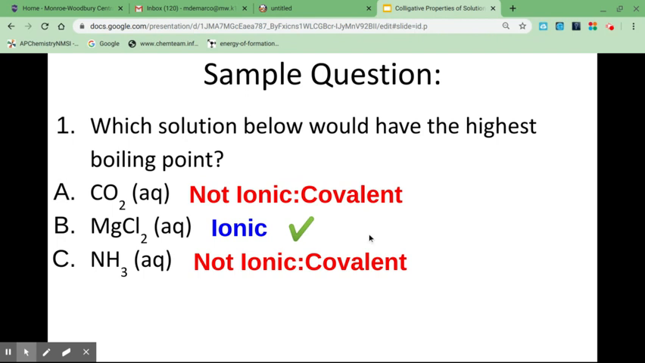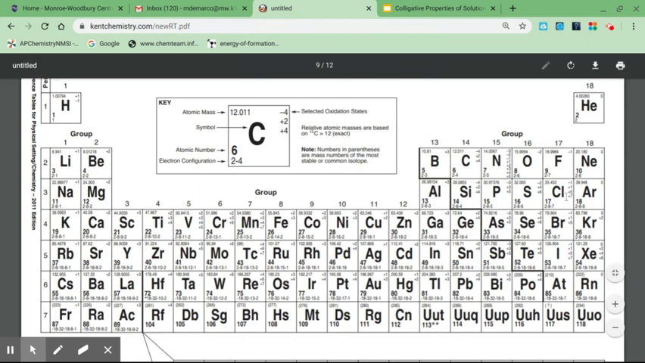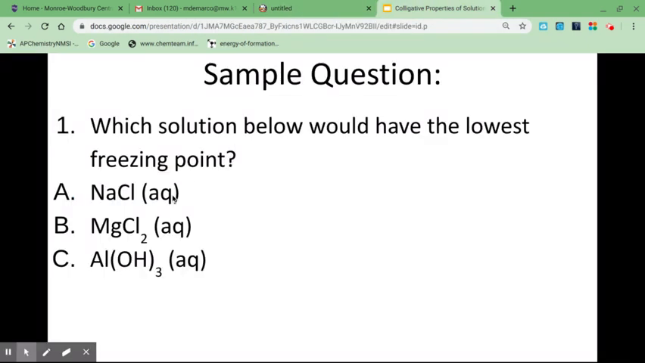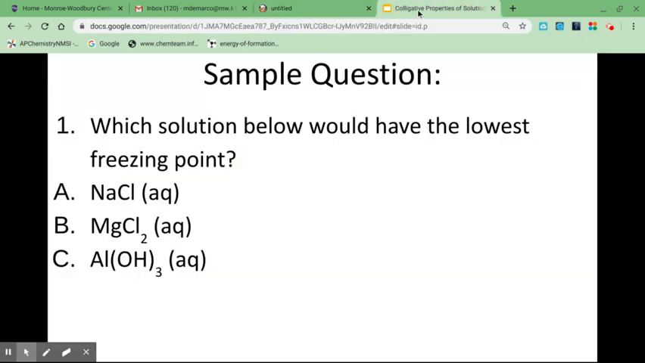Let's take a look at the last sample question. It says, which solution below would have the lowest freezing point? So lowest freezing point tells me I'm looking for ionic solutes. But notice here, NaCl, Na metal, Cl nonmetal, that one's ionic. Magnesium chloride we just had, that one's ionic. And aluminum hydroxide, Al, is also a metal. So here, all three of these things are ionic.